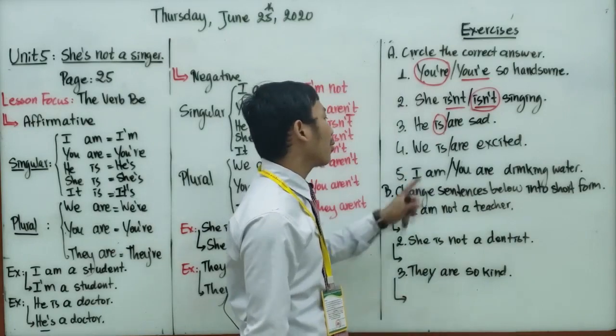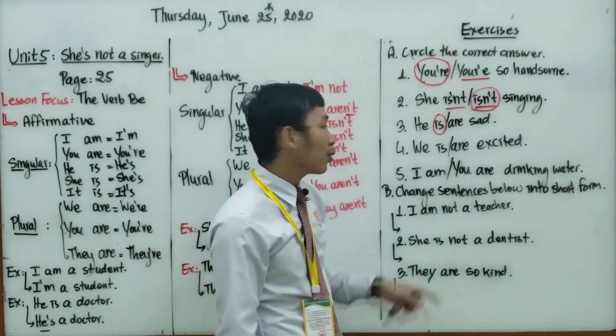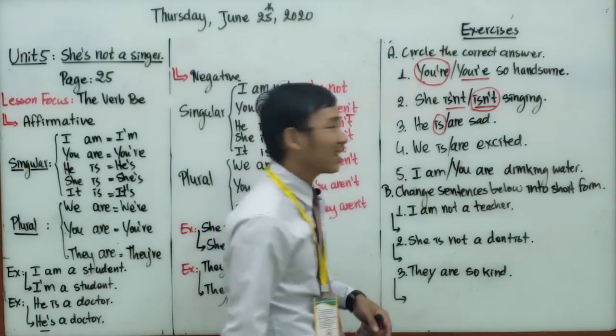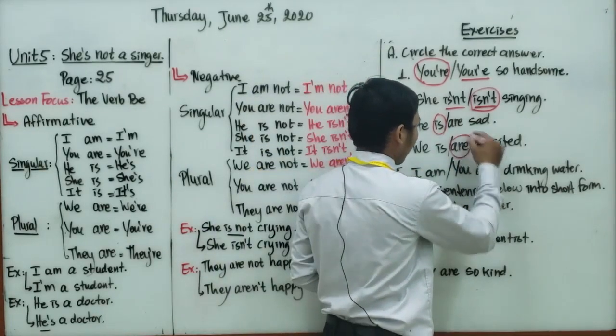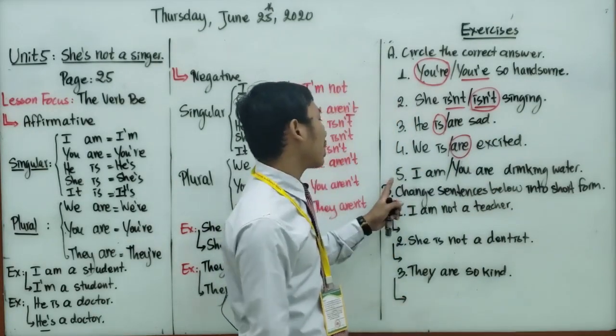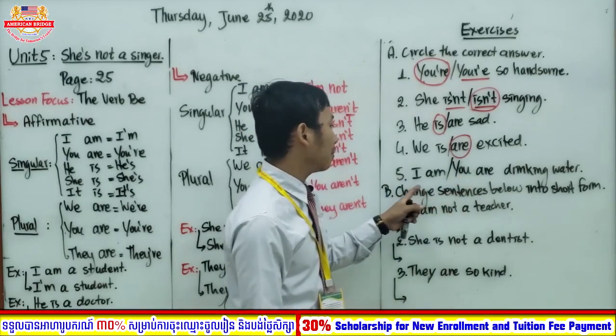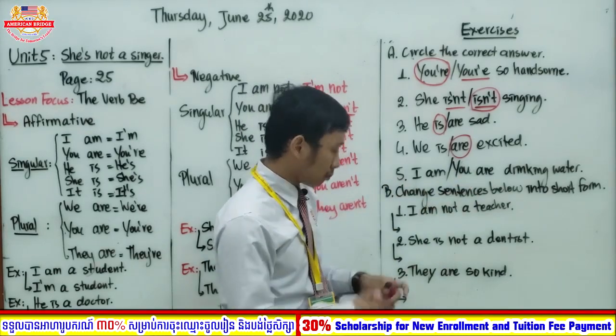Number four. We is or we are excited. We use with is or are? Okay, we use with are. Number five. I am or you are. Which one is the right one?